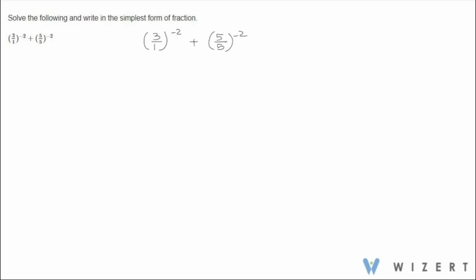which is equal to 3^(-2) plus, since anything divided by 1 is the number itself, so 3^(-2), and 5 by 5 when simplified is 1, so 1^(-2). 1 to the power anything is 1, so what we get here is 3^(-2) + 1. 1 to the power anything is 1.